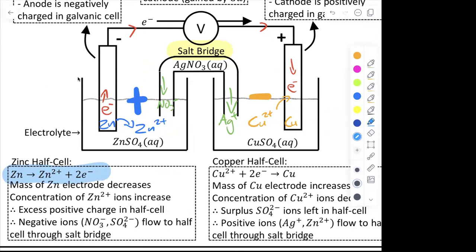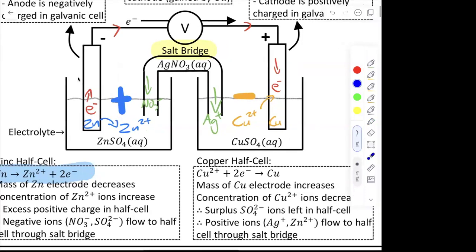The concentration of Zn2+ ions will increase, like I showed you guys. As I keep depositing this Zn2+, I'm going to increase its concentration, and then an excess positive charge in the half cell is going to develop, right? So what ends up happening is that negative ions, my NO3-, are going to flow through the salt bridge into my half cell. What can also happen is the SO4 2- from the other side can also go all the way through my salt bridge down into my zinc half cell.